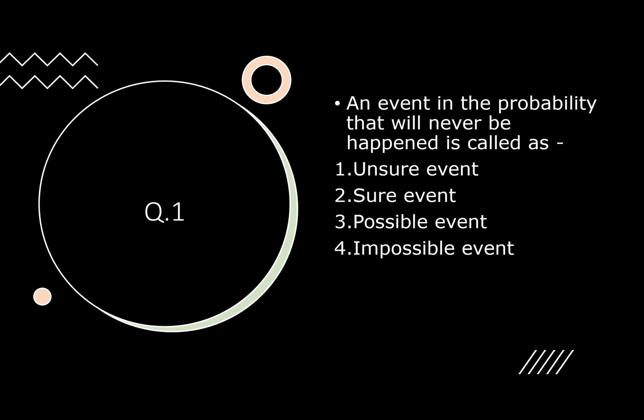First question is, an event in the probability that will never happen is called: unsure event, sure event, possible event, or impossible event?